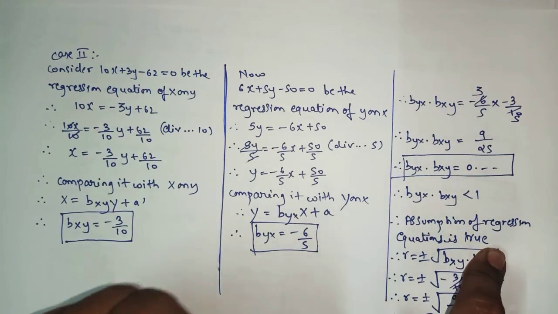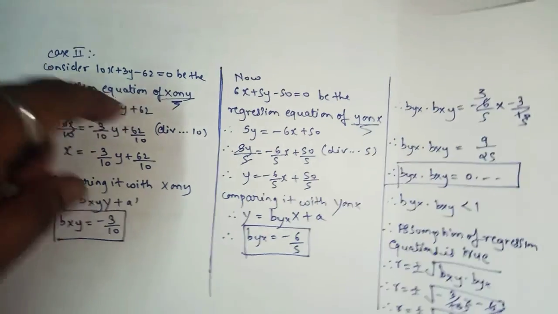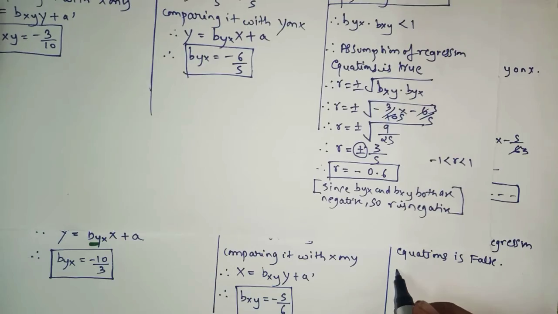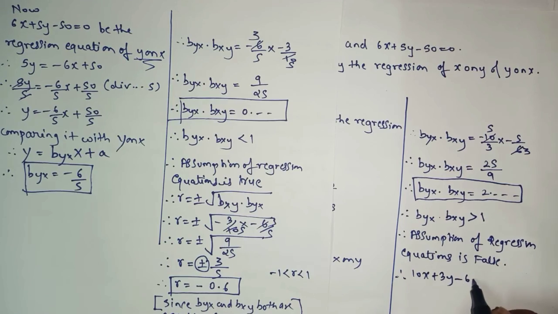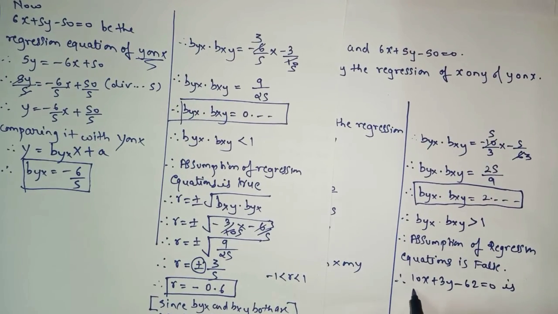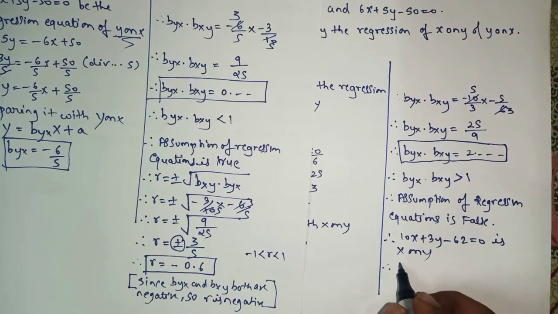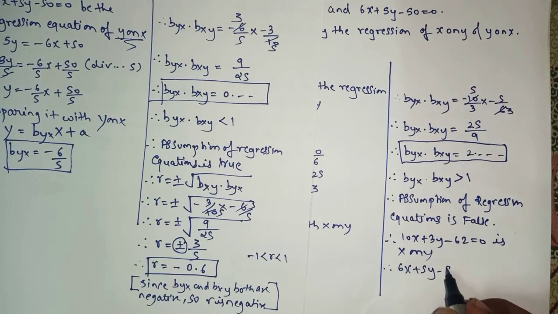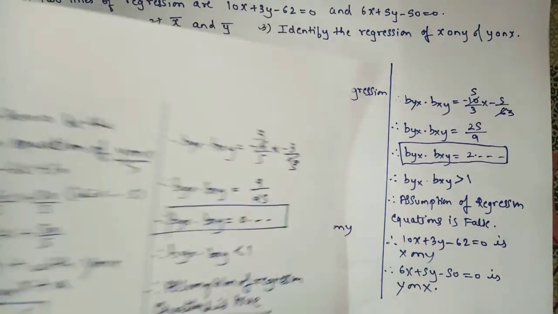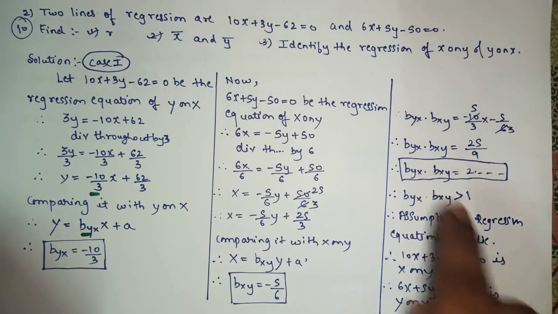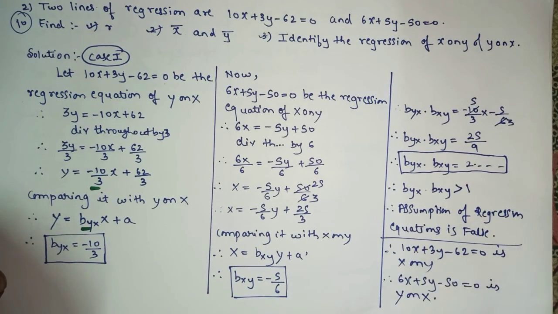So from this we can say that the first equation actually is what? X on y, and the second equation is what? Y on x. So you will write here: the first equation, that is 10x plus 3y minus 62 equals 0, is x on y, and the second equation is what? 6x plus 5y minus 50 equals 0 is y on x. Simply you have to identify the regression x on y and y on x. That's it. Okay, so that was the third part.